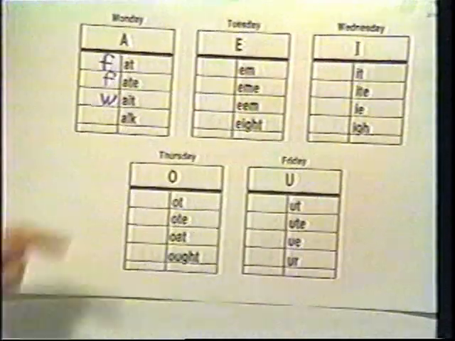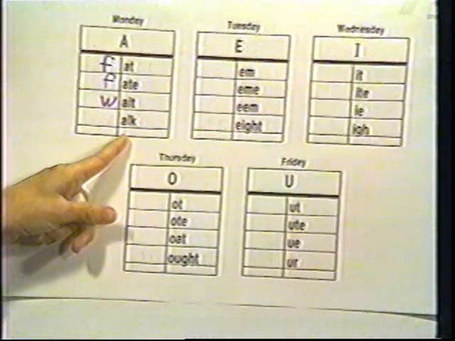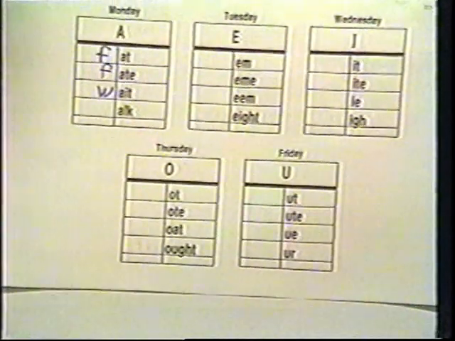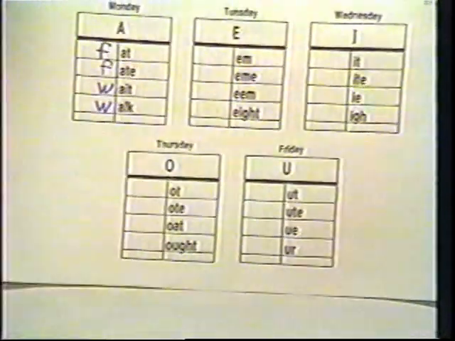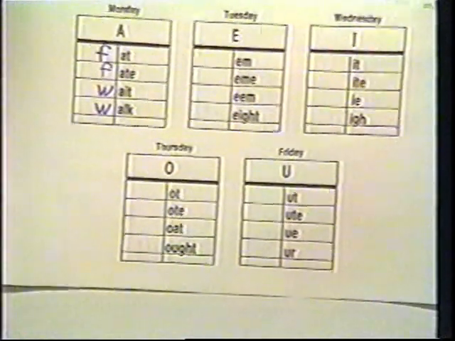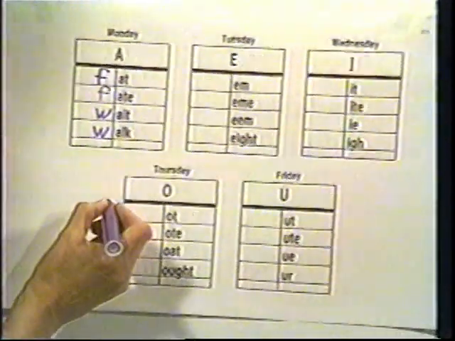What's the word? Wait. Why is this family sight? Because you can't sound it out. What does it say? Alk. Add a W. Walk. Why is this family short? Because it has only one vowel. What's the family? Em. Add an H.